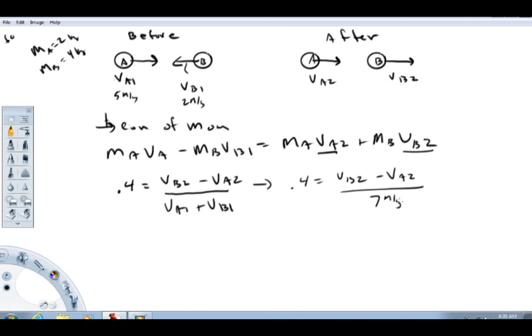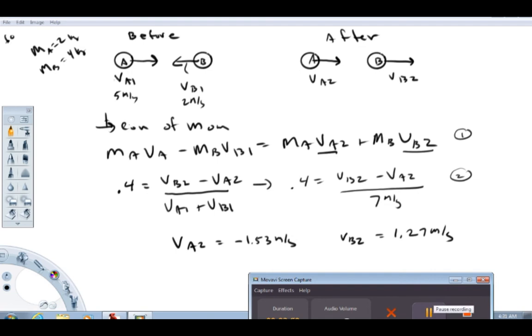And now what we have is a pair of equations, two unknowns. So if we solve this system, equation 1 and equation 2, for VA2 and VB2, when I do that, I get that VA2 is equal to minus 1.53 meters per second, and VB2 comes out to be, I can't read my own writing here, I think that's 1.27 meters per second. I'm going to take a moment and just check that.